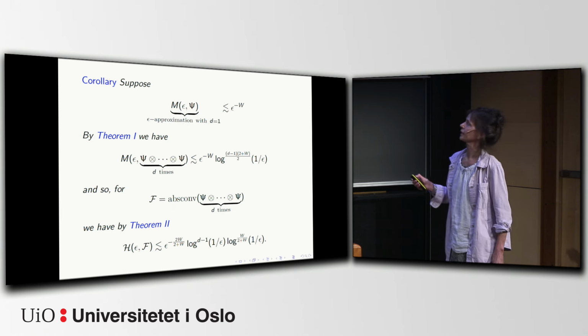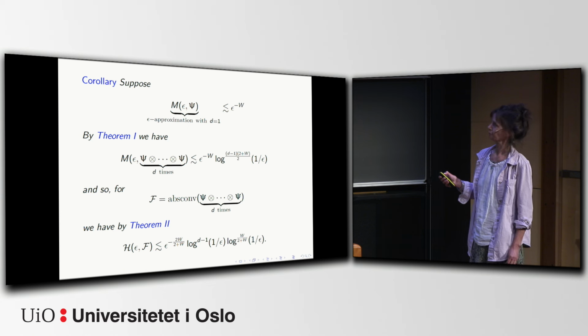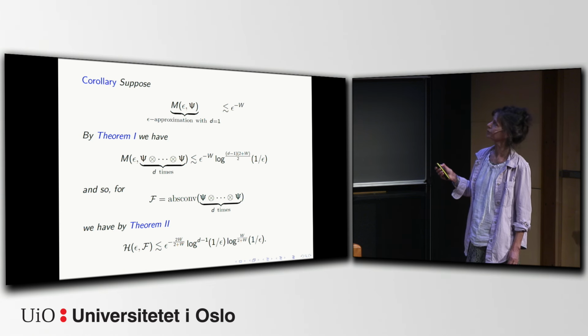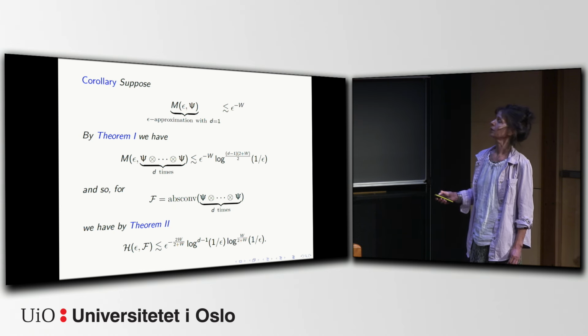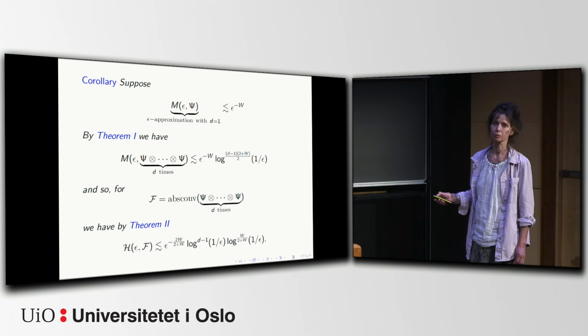So as a special case, if you have the approximation number for the one-dimensional case with exponent W, you also have it for the d-dimensional case with exponent W and some log terms. And then if you take the convex hull, you get a bound for the entropy of this complicated class, where the exponent is like for the one-dimensional case, and the dimension is in the log terms.